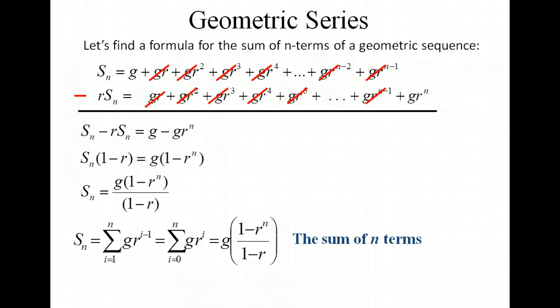Now we can also write this in summation notation. With the first one we have i equals 1 to n of g times r to the i minus 1. Now you've been seeing this as g times r to the n minus 1, but it is going to be n minus 1 when we plug in the n here. And the second one is if you start your sequence at 0 instead of 1. We just made a little adjustment with the exponent. And that's going to equal our sum formula. So this is going to give us a sum of n terms.